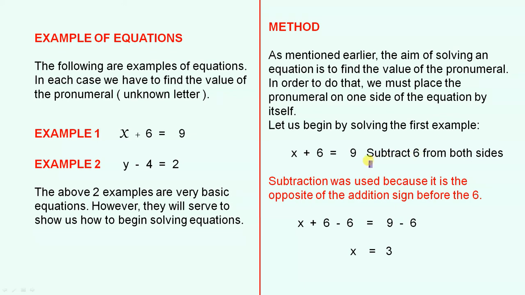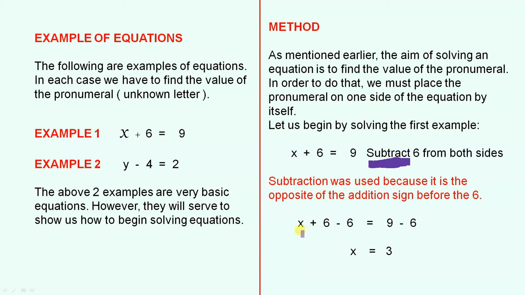Here we've got subtract. So it's the same as the seesaw. You either add or you subtract the same mass from each side. In this case we subtract. Now why do we subtract? Subtraction was used because it is the opposite of the addition sign before the 6. Because the sign before the 6 is an addition sign, that's why we subtract 6 from both sides.